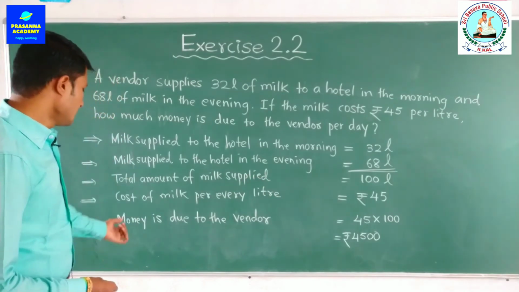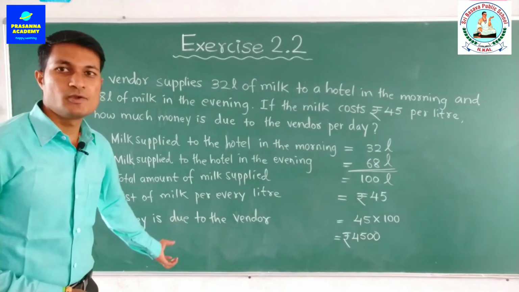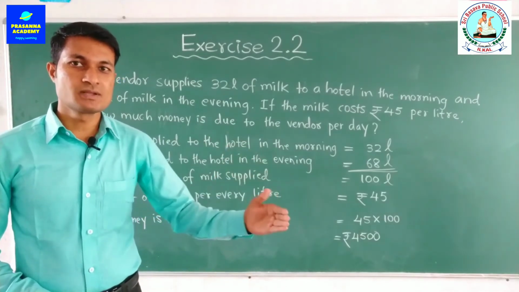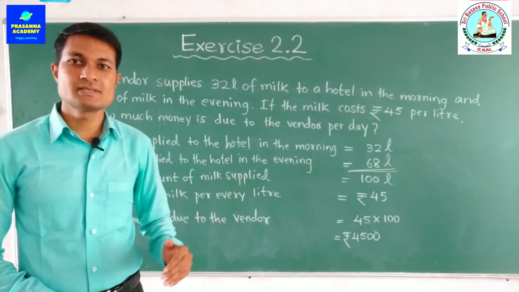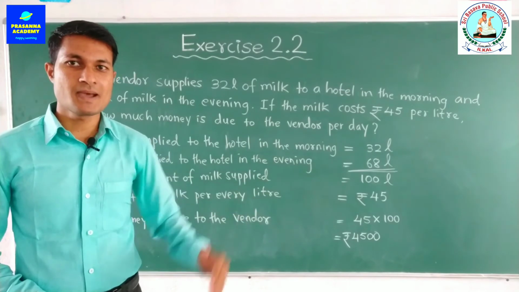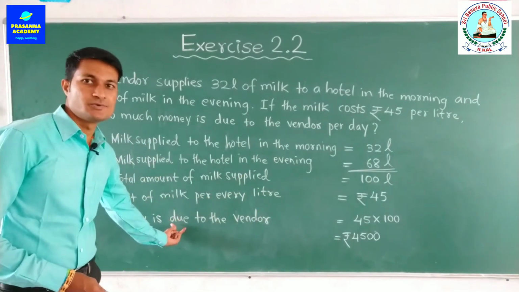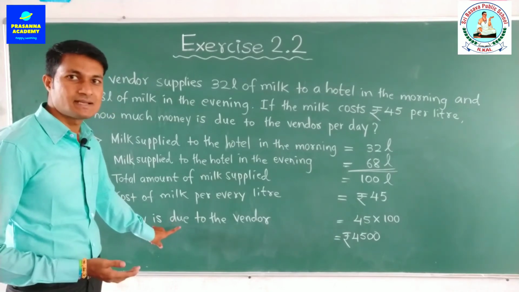Then finally we need to find out how much money is due. So here due means something which is expected to come from someone. So here the milk supplier is expecting the money which is to be received from the hotel manager or from the hotel. So that is why we use that word due. Money which is expected, due means, as I said, it is expected.